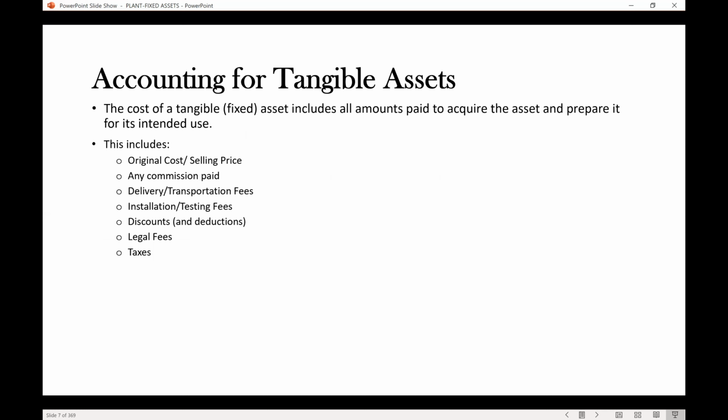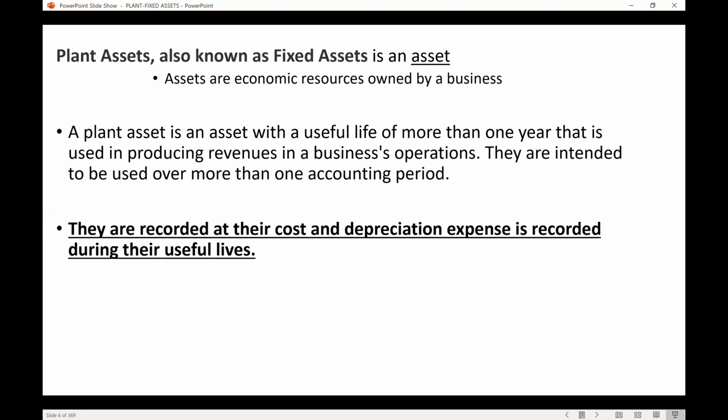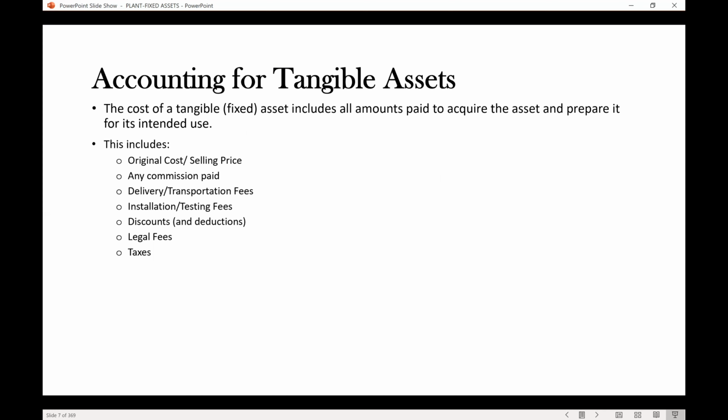How do we account for tangible assets? And we're narrowing in on tangible assets here, and the fact that they're recorded at their cost. So the cost of a tangible asset, or the cost of a fixed asset, and these tangible assets are what were the examples we got before? We got building, we got equipment, we got land. So those are the assets that we're focusing on in this video.